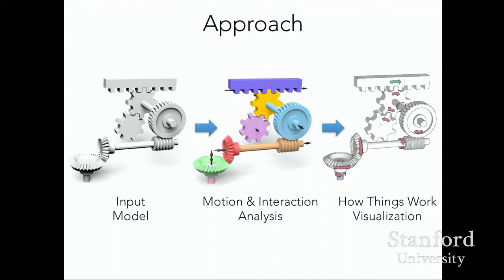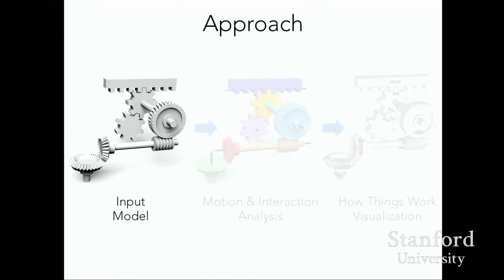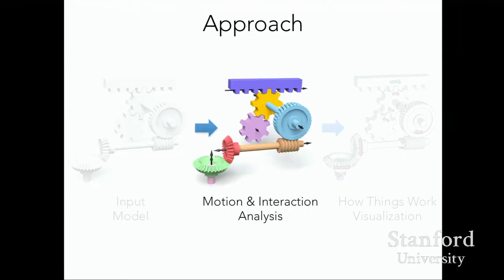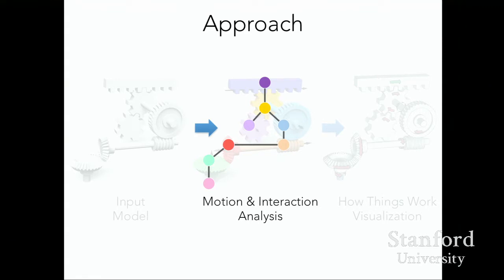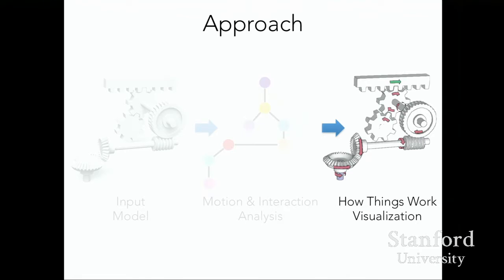So the high-level approach was we took an input model on the left. Again, this is just geometry, and then we did some geometric analysis in order to figure out how this thing actually works. In particular, we construct a graph. We call it an interaction graph, but there are other names for it in the literature as well, where each of the nodes represents an individual part, and the edges represent these mechanical interactions between parts. So this graph really defines or encodes the mechanical functionality of the object. And based on this graph, we can derive all the different visualizations that I just showed you. So that was the overall approach.